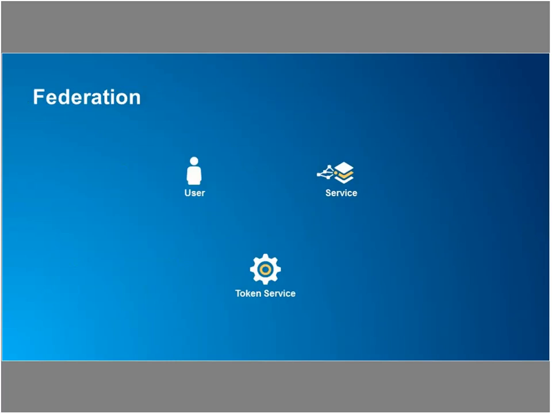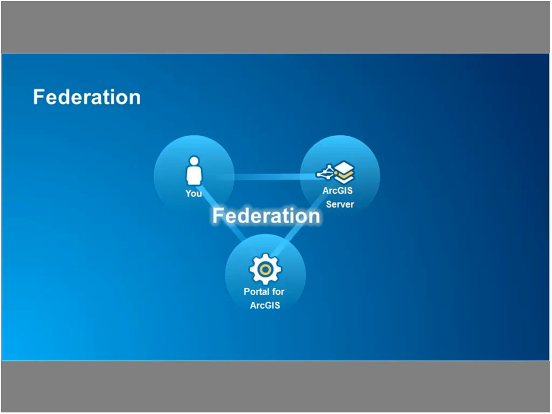Now, let's take a closer look at how this process actually works in the federated model of ArcGIS Enterprise. From our example before, the user is you. The service is ArcGIS Server, and in ArcGIS Enterprise, the token service is actually Portal for ArcGIS. Combined, we have the federated architecture of ArcGIS Enterprise. With this federated model in mind, let's go back and look more closely at how acquiring a token actually works.